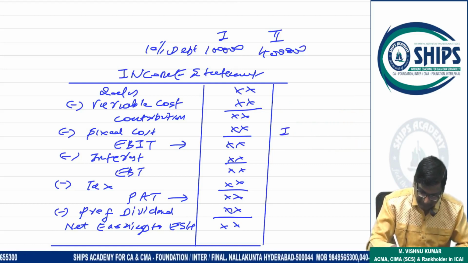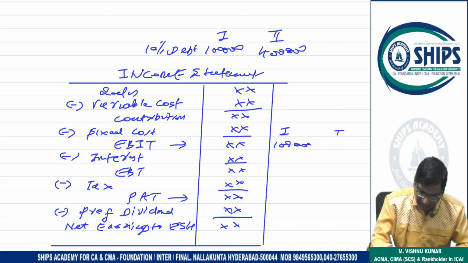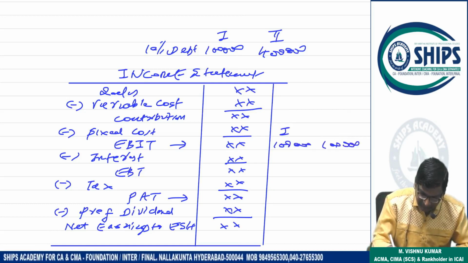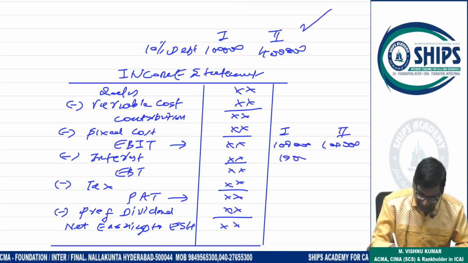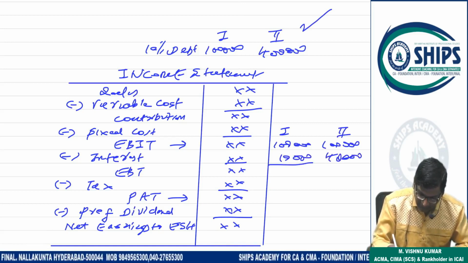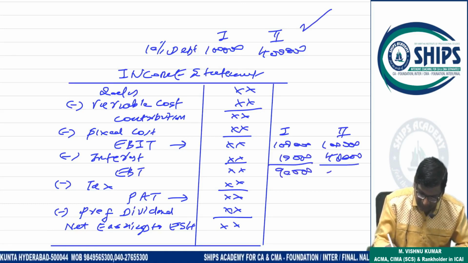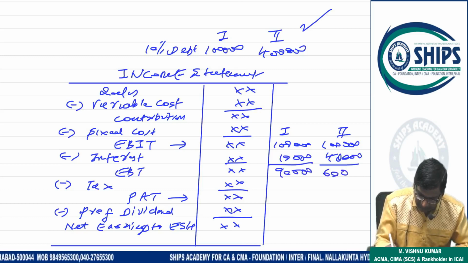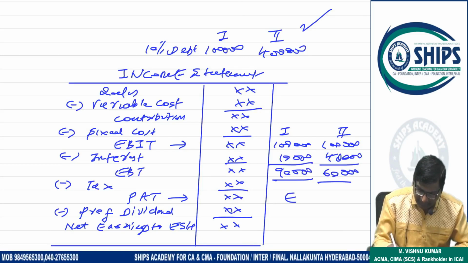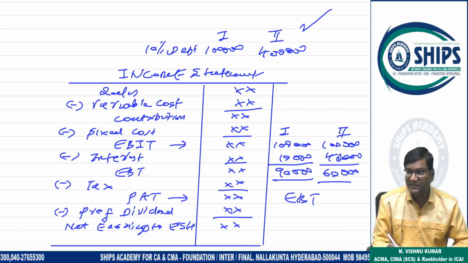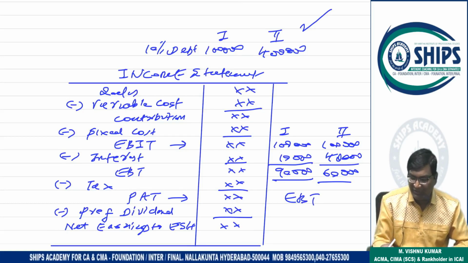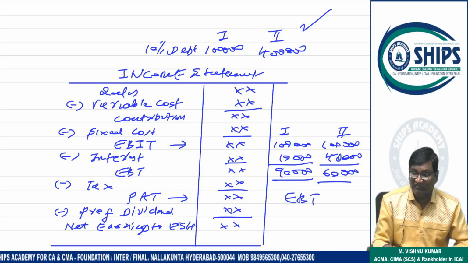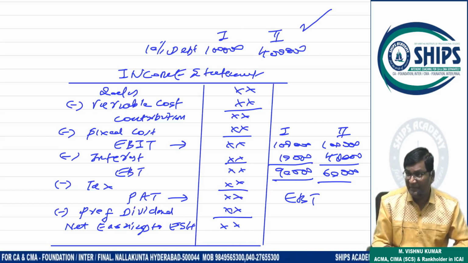Now finance risk. Suppose EBIT is 1 lakh. Here also 1 lakh. Now this is the debenture in your capital structure. So interest 10,000. Here 40,000. So this is 90,000. This is 60,000. It means your EBT is changing. Your EBT is changing due to change in interest. Okay? So this is also termed as what? Finance risk is also defined as what? Variability in EBT.